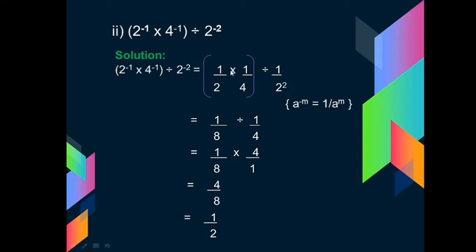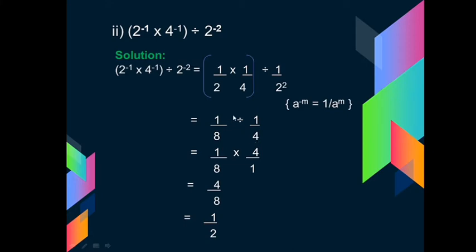Now here multiplication is given in the bracket, so we can multiply numerator with numerator and denominator with denominator. So 1 into 1 will be 1, 2 into 4 will be 8, and divided by 1 upon 2 raised to the power 2, which means 2 multiplied by itself 2 times, and 2 into 2 is equal to 4. So that's why here we have written 1 upon 4.